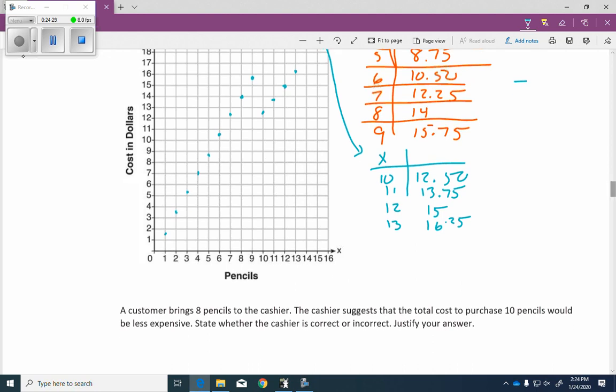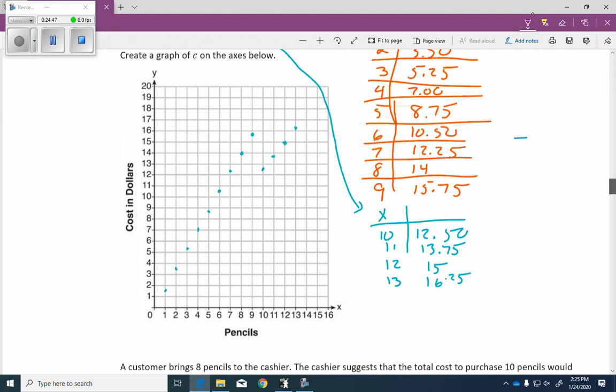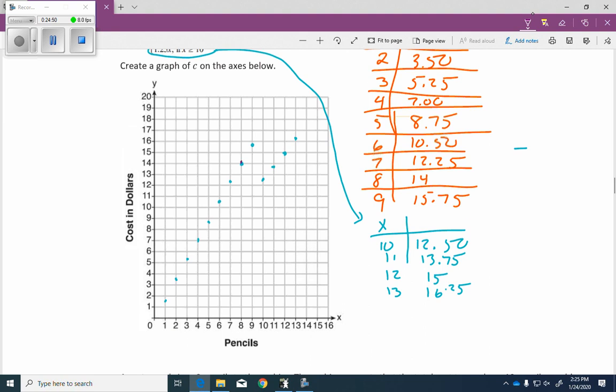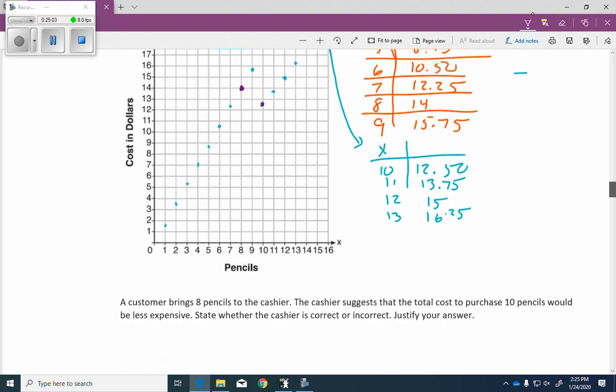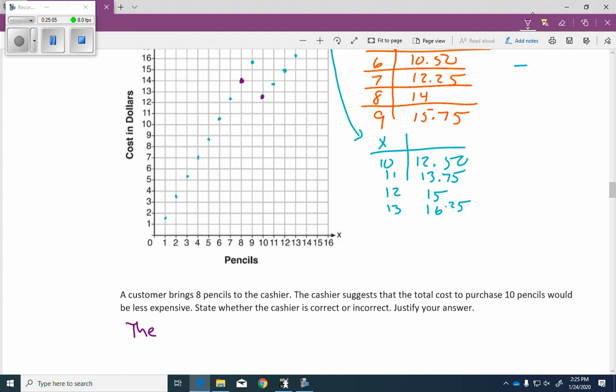But if a customer brings 8 pencils to the cashier and the cashier suggests that the total cost to purchase 10 pencils would be less expensive, we have to state whether the cashier is correct or incorrect and justify our answer. So I actually like looking at the graph and I'm going to look at 8 pencils. And for 8 pencils, I can see it's going to cost $14. Then I look at 10 pencils, and for 10 pencils, it's going to cost $12.50. So guess what? The cashier is right, and that's what we have to write.